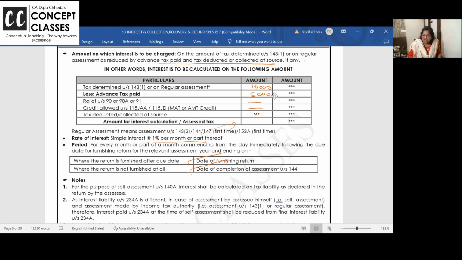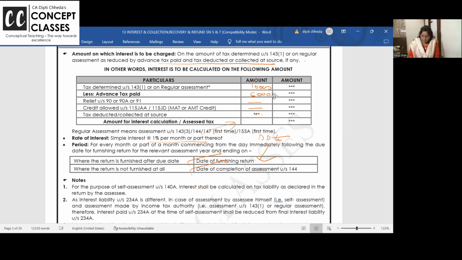If you don't furnish the return, your assessment is done on best judgment under section 144. We asked you to file the return, nahi hai. We issued a 143 notice, nahi hai. 143(3) scrutiny, so it's not possible if you don't file the return. Then the government is doing a best judgment assessment. So till that date, they will charge interest. Or where you furnish the return, then from the due date to the date of furnishing the return.